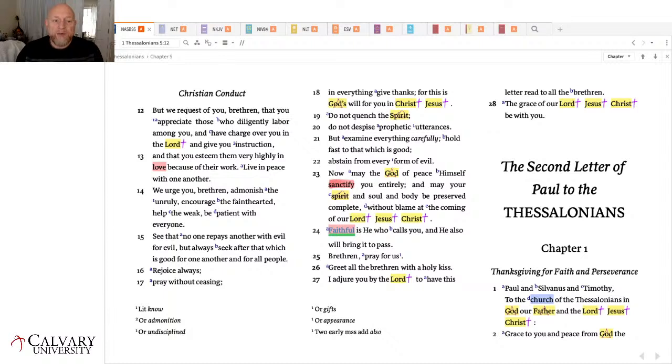And he says, and that you esteem them very highly in love because of their work. Live in peace with one another. We urge you, brethren, admonish the unruly, encourage the faint-hearted, help the weak, be patient with everyone. And so the body of Christ is supposed to be admonishing. That's warning. That's a form of teaching. Encouragement is a form of teaching. Helping the weak can be many things, but also can include teaching and being patient with everyone.